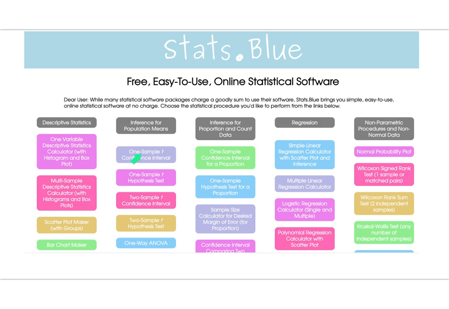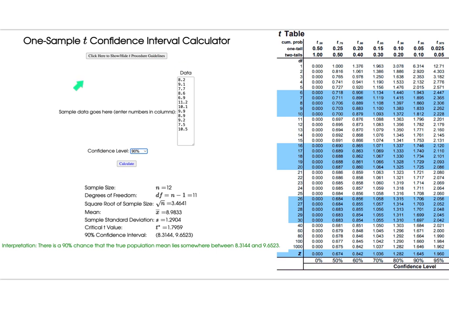One sample T confidence interval. That's what we're doing next. So go ahead and click on that button. And when you do, it takes you to here. It takes you to here. One sample T confidence interval.